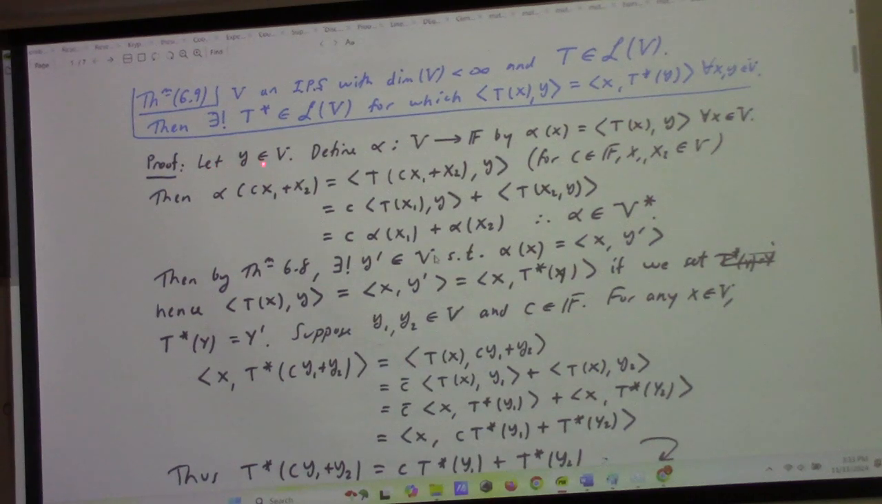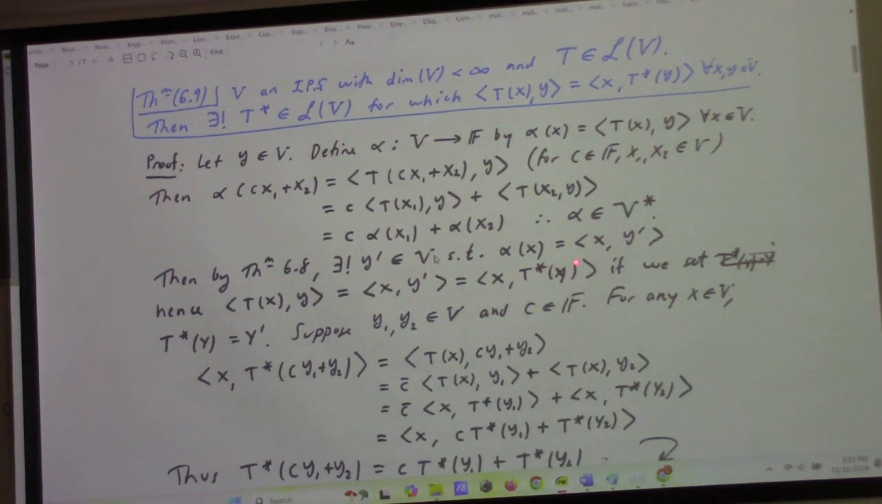And so we let y be in V. We define a dual vector as such. We prove that it in fact is a dual vector. Here's the proof of linearity, and we did this successfully in class. That was fine. All right, so there exists a unique y prime in V such that alpha of x equals <x, y prime> by the previous theorem. And hence <T(x), y> equals <x, y prime>, which is equal to <x, T star y>, provided we define T star y as y prime. That's a good definition because this is a single thing. We'd like for a function to be single valued, so T star is a function.